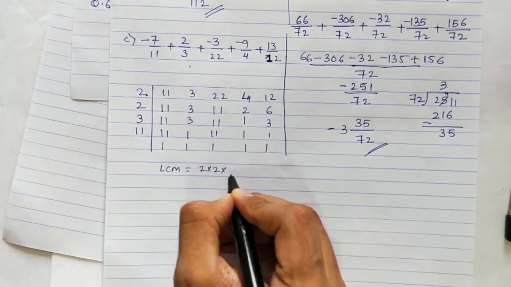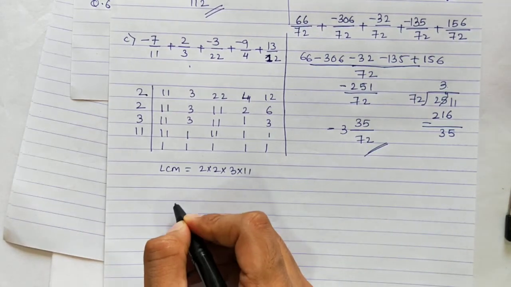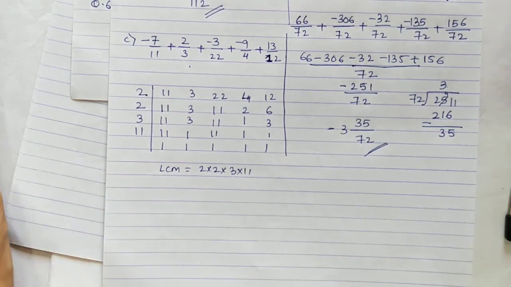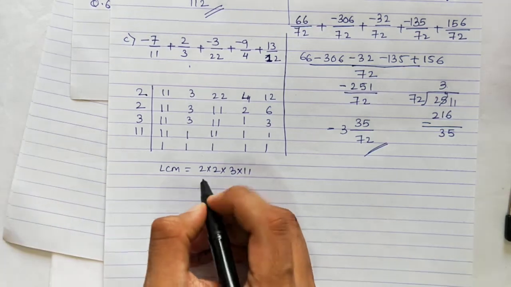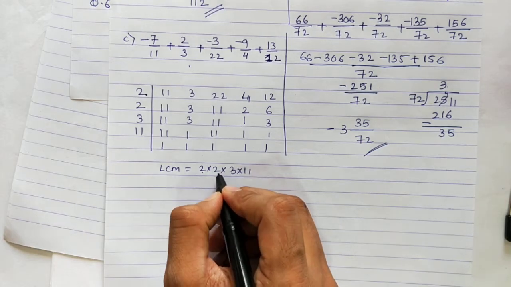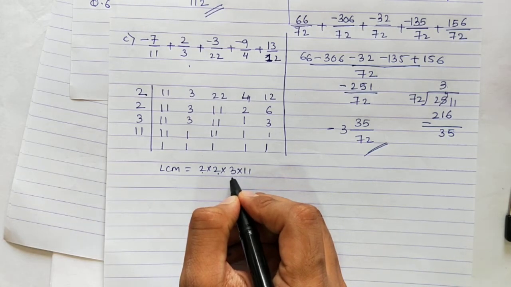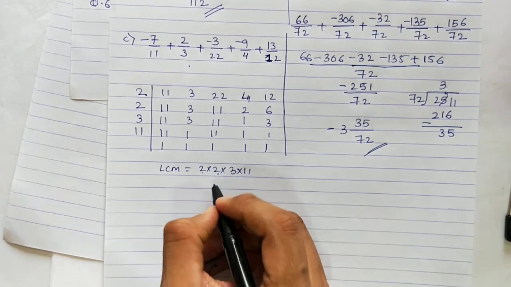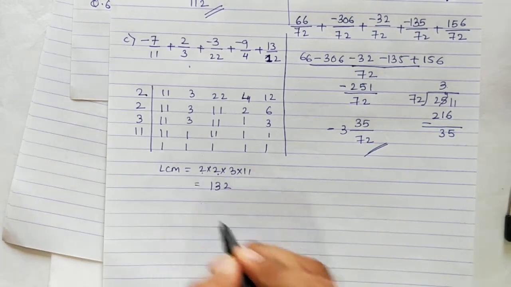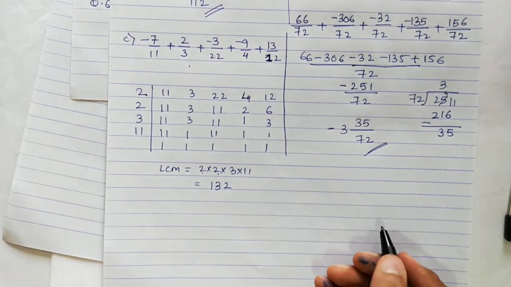2 into 2 into 3 into 11. Okay, so 2 into 2 is 4. 4 3s are 12. 12 into 11. See, 2 into 2 is 4. 4 into 3 is 12. 12 into 11 is 132. LCM is 132.